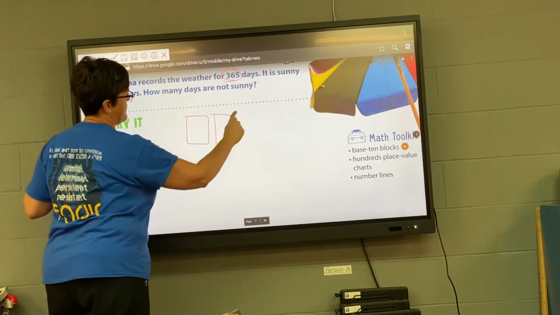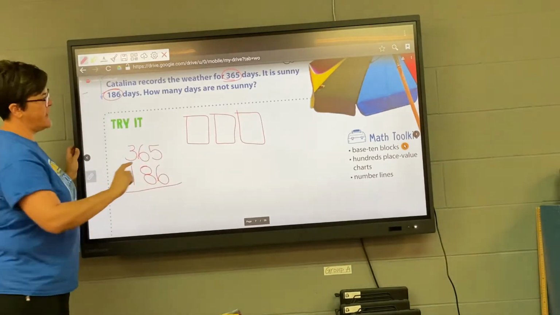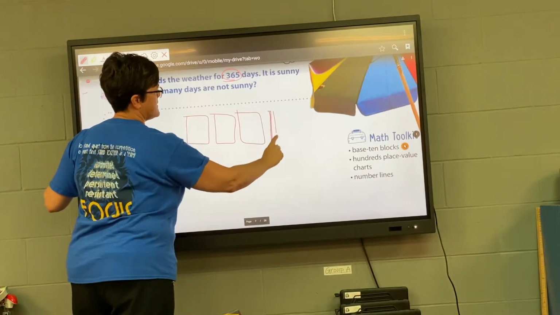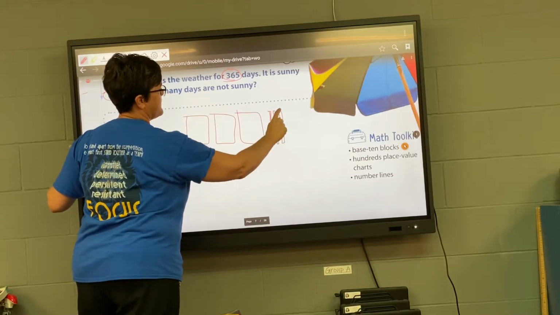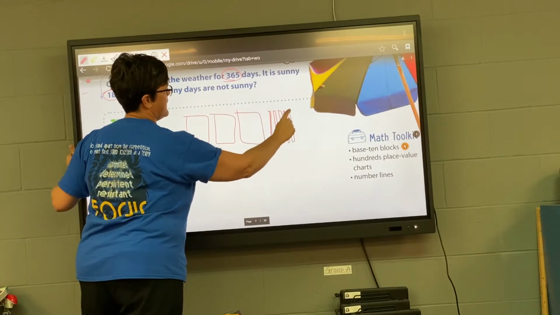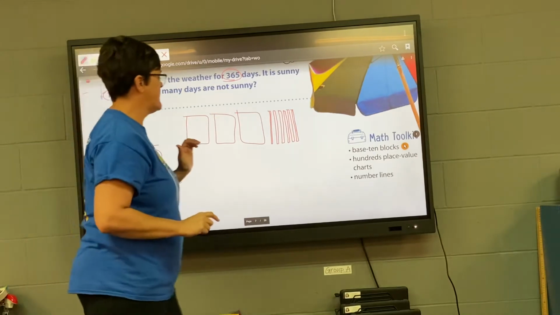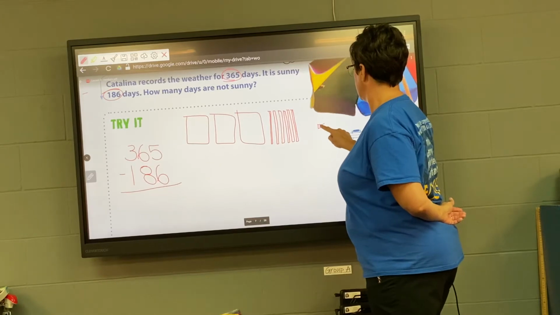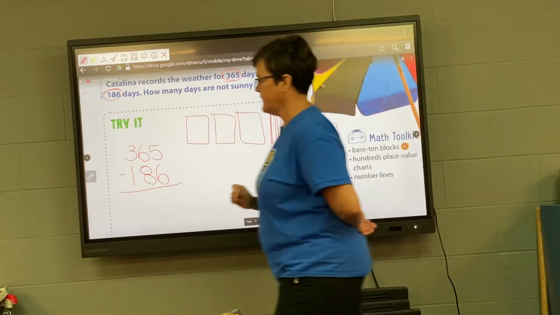Pretending like these are my hundreds. So 300, how many tens do I need in 365? 6. Try to make these skinny so I have more room. 4, 5, and 6. And how many ones are in 365? 5. There are 5. So 1, 2, 3, 4, 5.